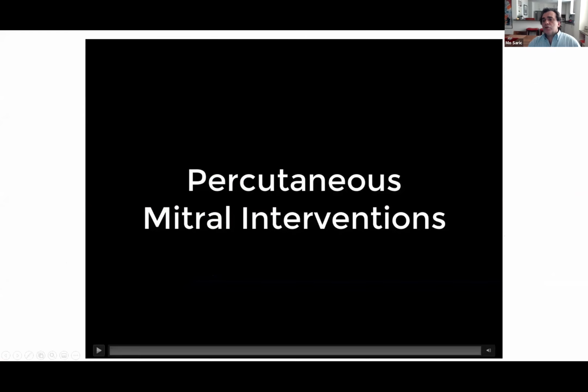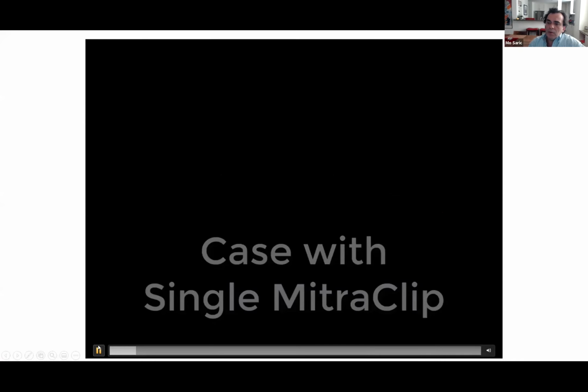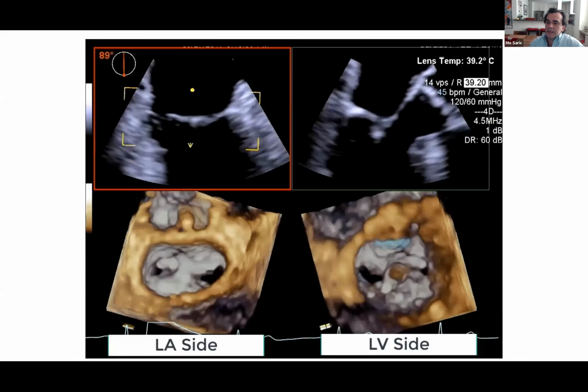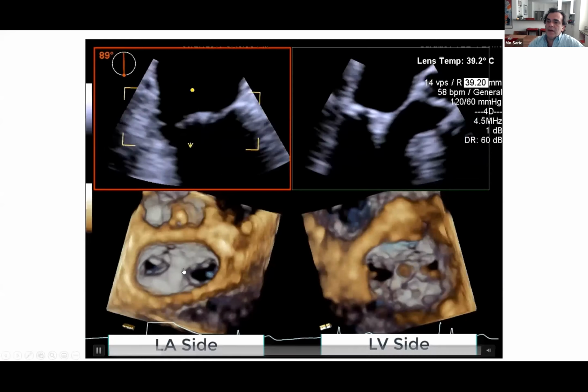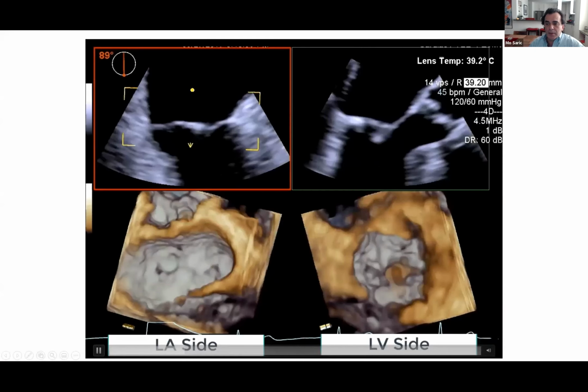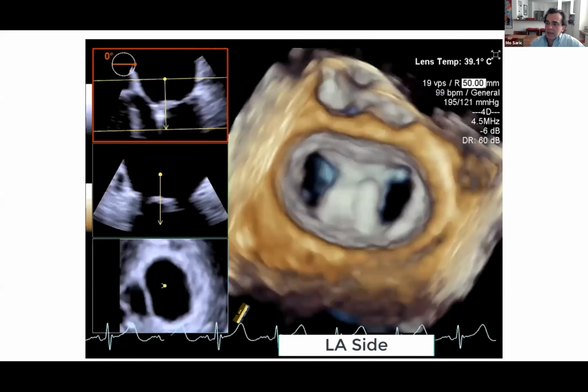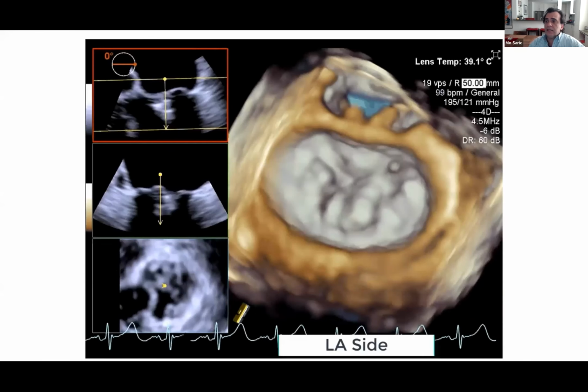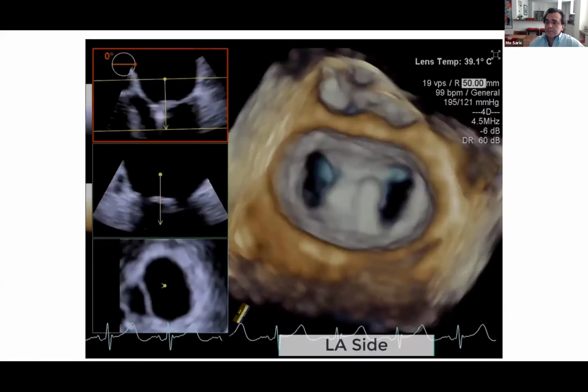And now if I were to show you in one clip all the interventions that we typically do at an institution, it would be like this. So this is percutaneous mitral intervention. We'll start with a single mitral clip. That is a clip in the middle of the valve, a percutaneous edge-to-edge repair, and the MitraClip is the one that came first. We can have one clip, or this is an intervention with two clips.